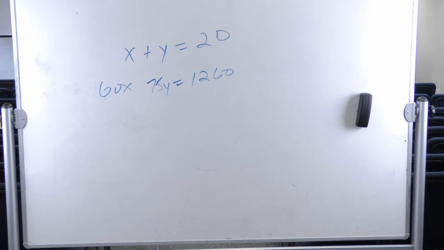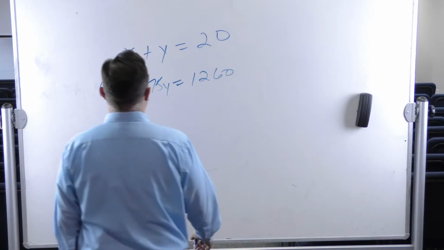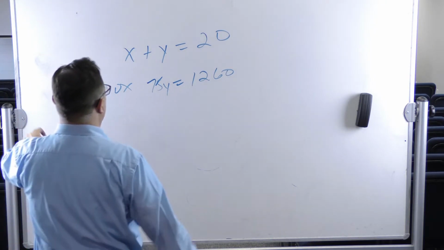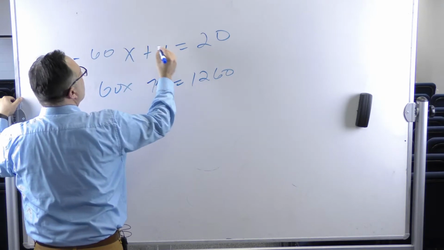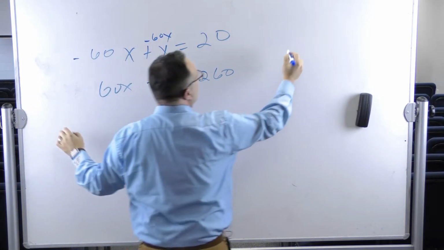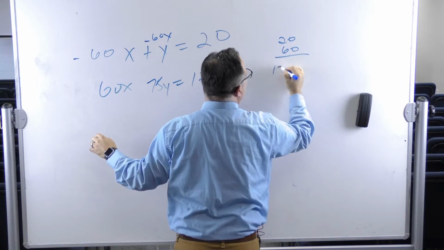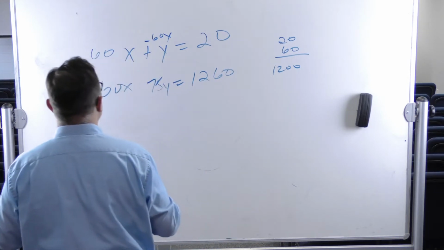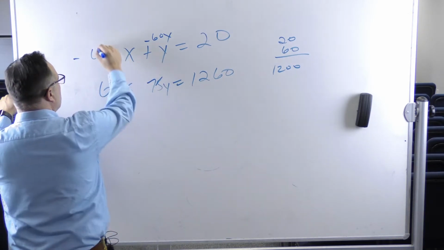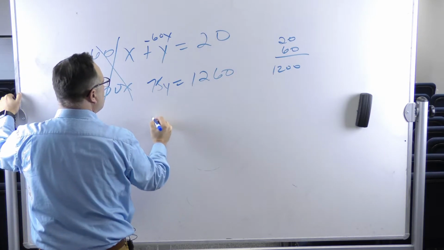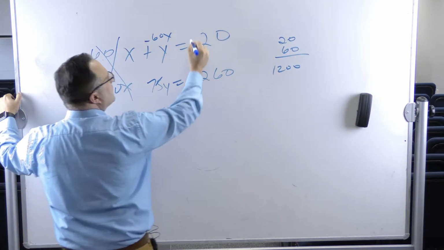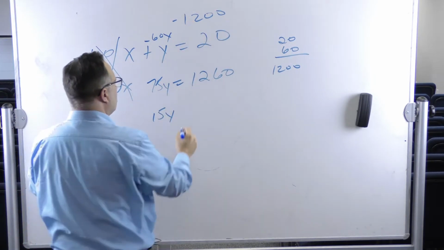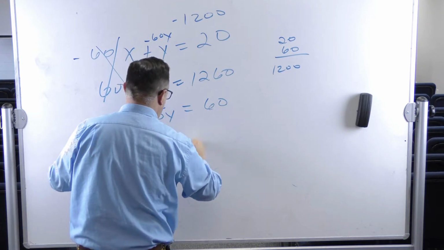Sorry about that. I gave you some time to work on this, right? Let's multiply. What am I going to do? I'm going to multiply everything on the top by a negative 60. So 20 times 60 is what, 1,200? Yeah, 1,200. So this cancels out. This becomes 15y. This becomes negative 1,200. So this is going to be 60. So y is going to equal 4.